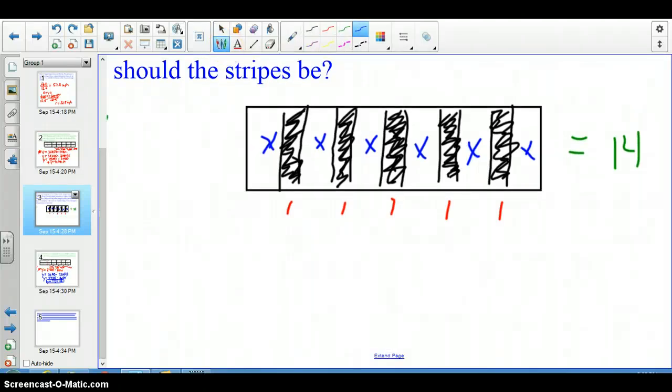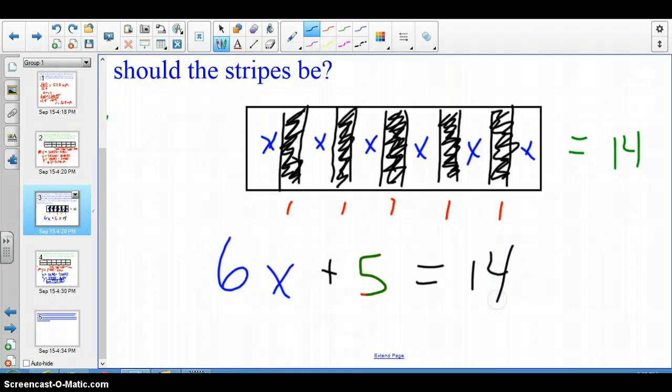Now, I'm going to write my equation. We have 1, 2, 3, 4, 5, 6 x's, plus 1, 2, 3, 4, 5 stripes, and that equals a length of 14 feet. Now we can solve this. Okay, we got it set up. It's a 2-step equation. So I'm going to minus 5 from each side.